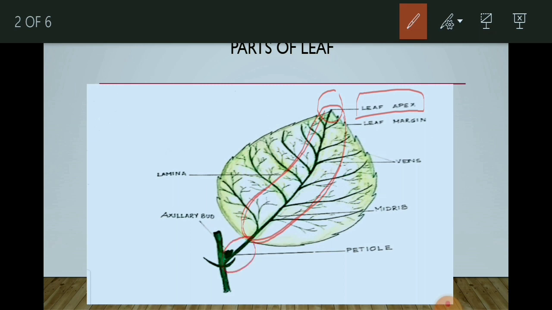Okay, petiole is outside the leaf blade. When this portion is outside the leaf blade, then that is known as petiole. And when this same petiole enters inside the leaf blade, then the term becomes what? Then it is known as midrib. So in other words, we can also say that midrib is the continuation of the petiole.